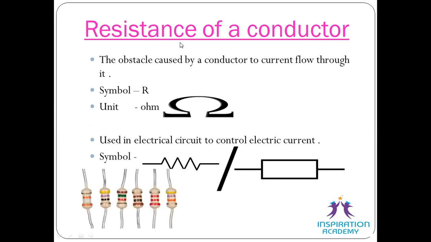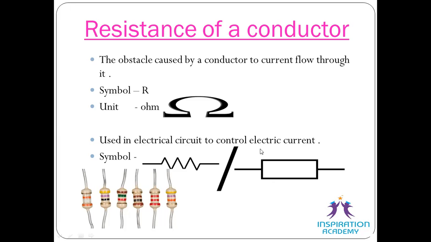So now we are going to discuss the last topic in this video. Resistance of a conductor. The obstacle caused by a conductor to current flow through it is known as the resistance of a conductor. This denotes the resistance symbol, and the unit used to measure resistance of a conductor is ohm. Here is the symbol for ohm.